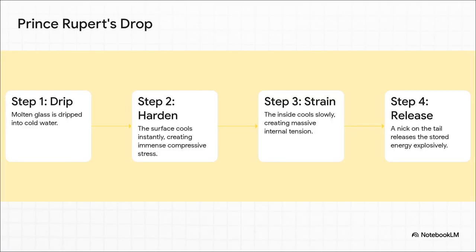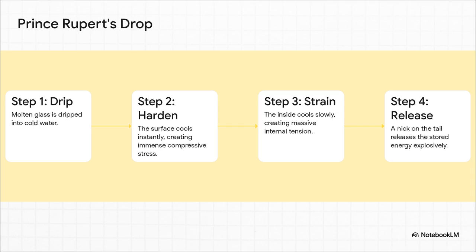This is called a Prince Rupert's drop. You make it by dripping molten glass into a bucket of cold water. The outside surface cools and solidifies almost instantly, while the inside is still a hot liquid. As that molten interior finally cools, it tries to shrink, but it can't. It's trapped inside that rigid outer shell. This pulls the surface inward, creating enormous compressive stress on the outside and incredible tension on the inside.